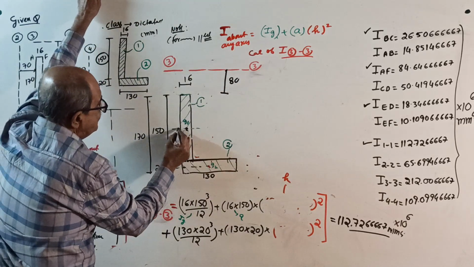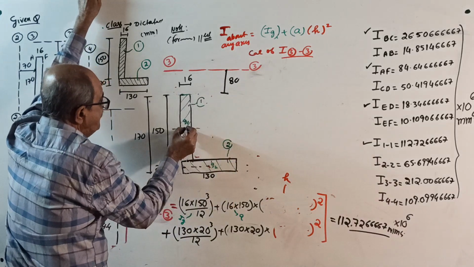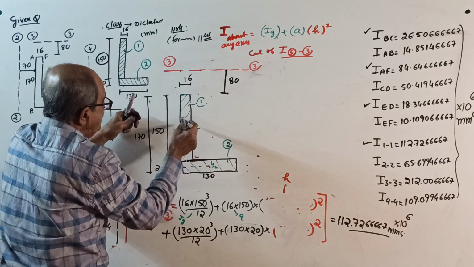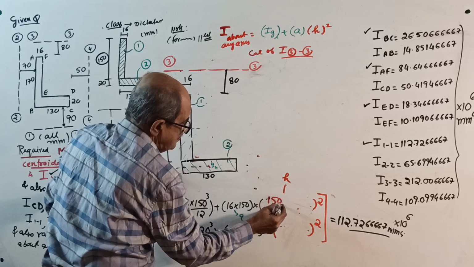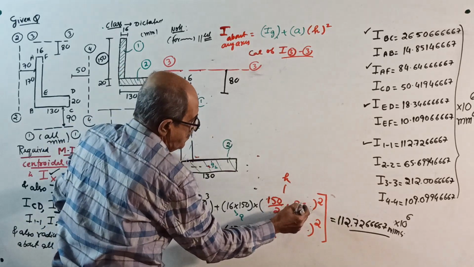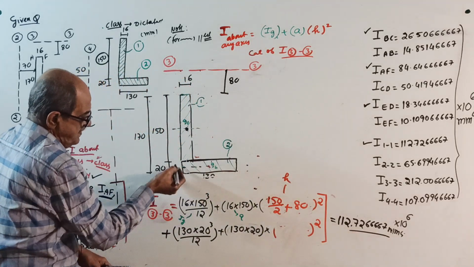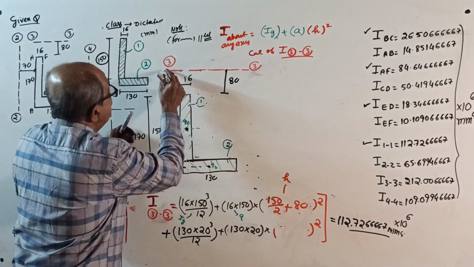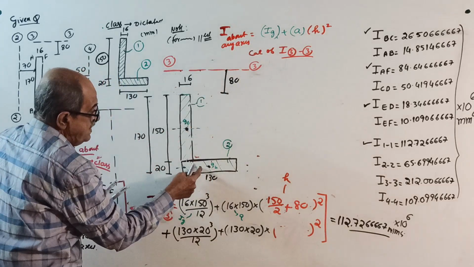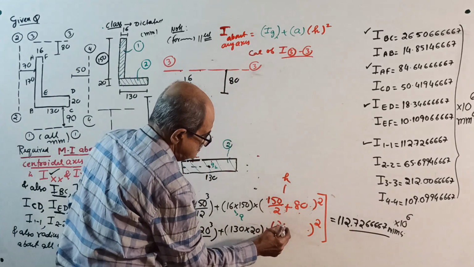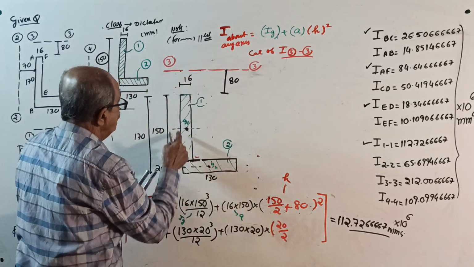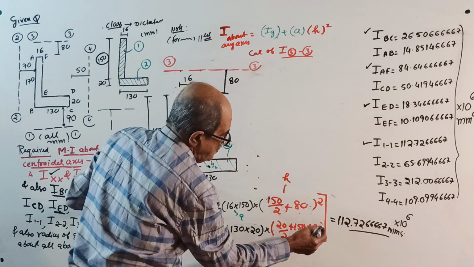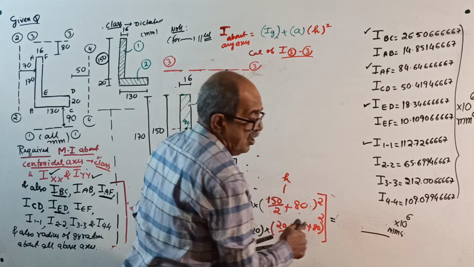Okay, start. I about its own axis, it's here, plus area into, now see, from centroid to 3, this distance square is 150 by 2 plus another 80 whole square, plus second one, I about its own axis, already over, area 130 into 20 into, from centroid to this axis, this distance square is 20 by 2 plus full 150 plus 150 plus 80 whole square. Calculate. Over. All horizontal axis over.